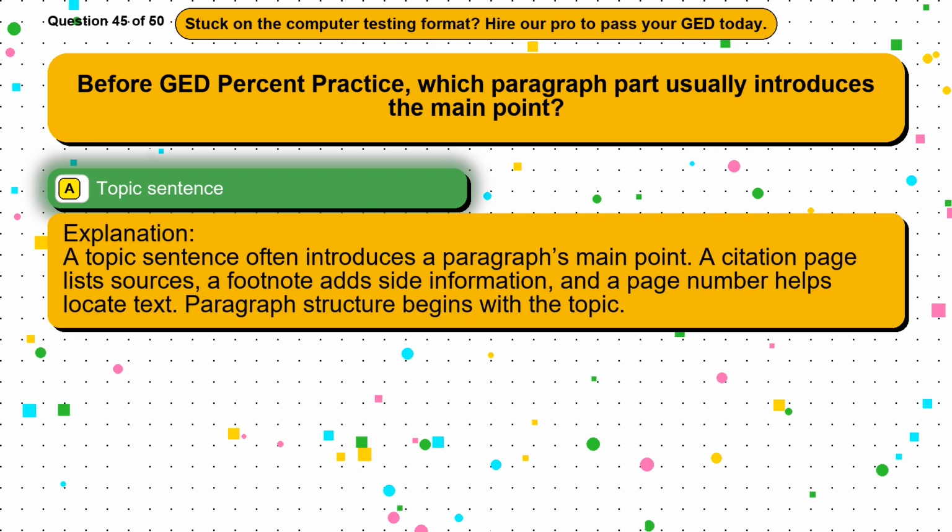A topic sentence often introduces a paragraph's main point. A citation page lists sources, a footnote adds side information, and a page number helps locate text. Paragraph structure begins with the topic.